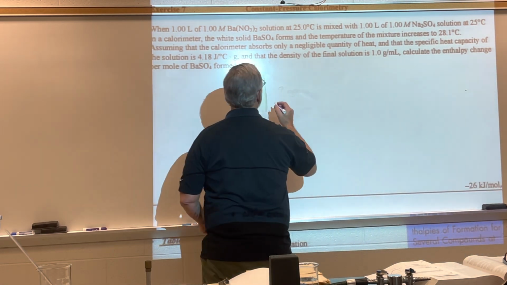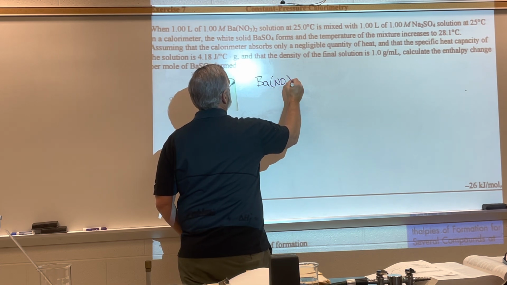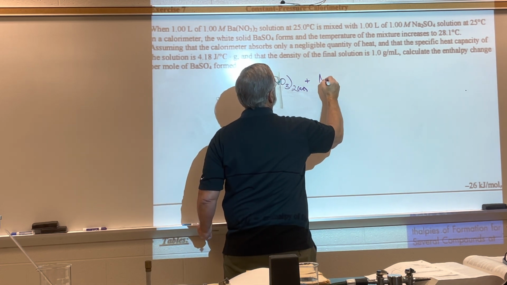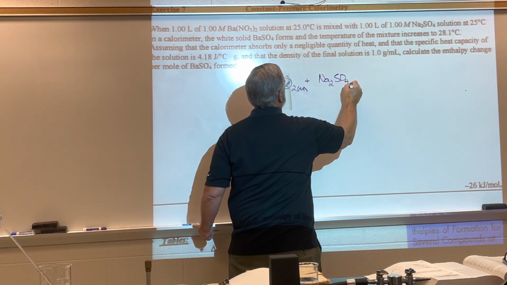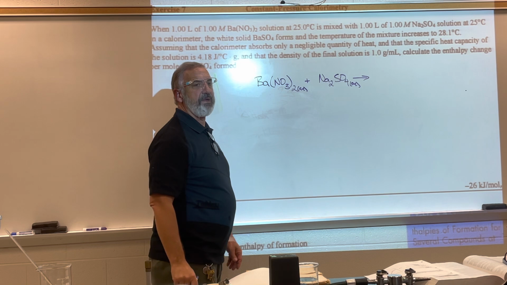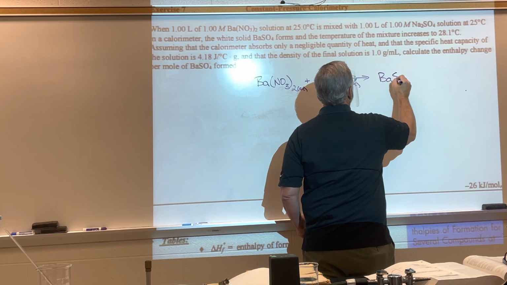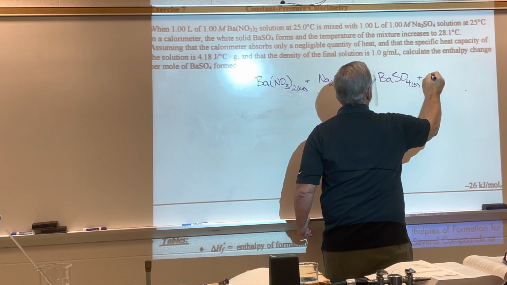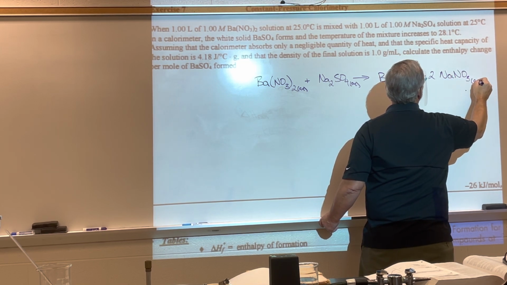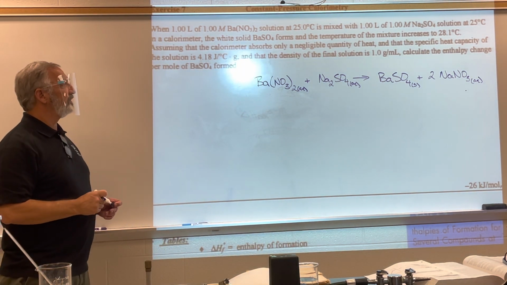First thing you always want to do is make sure you write a balanced equation, because you need to know what the coefficients are. So what would that make? And that's my precipitate plus 2 NaNO3. And we know it's an alkali metal and a nitrate, so I know it's going to be aqueous. So it is 1-to-1.